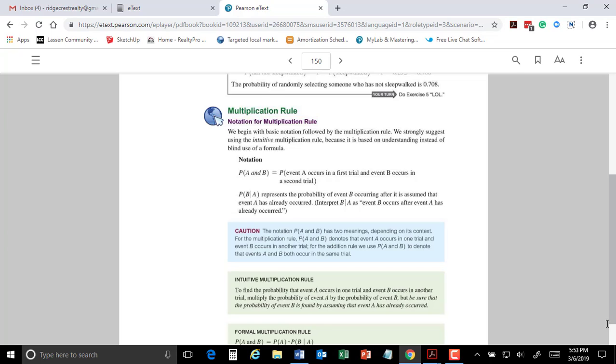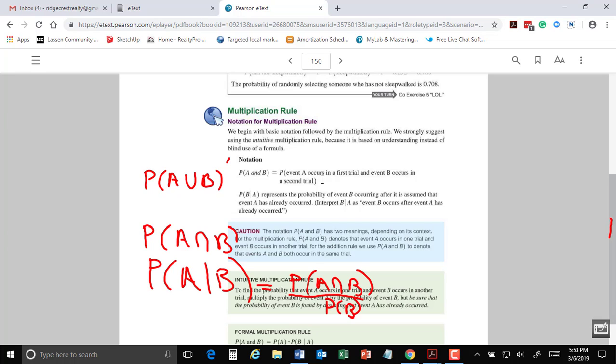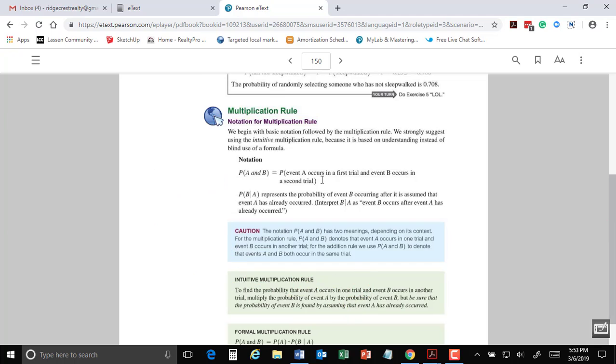Okay. So in that case, since A occurred first, I'm going to write this like this: the probability of B given that A happened first. Do you see the difference? What happened first comes after the bar because it's the given. Given that this affected the outcome of the next. You understand?